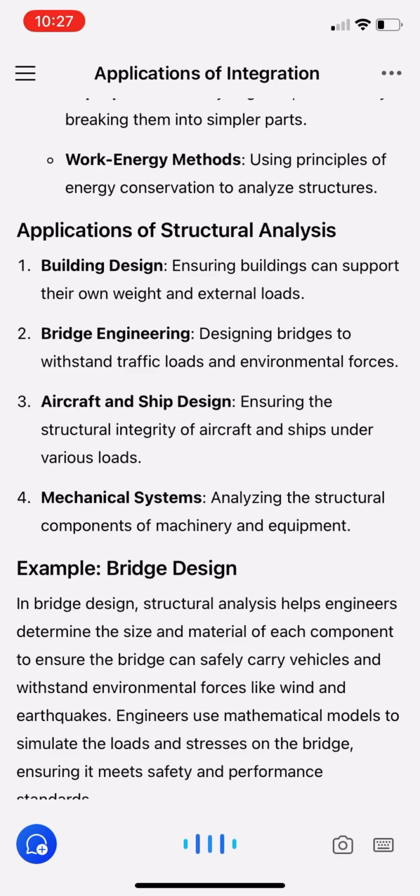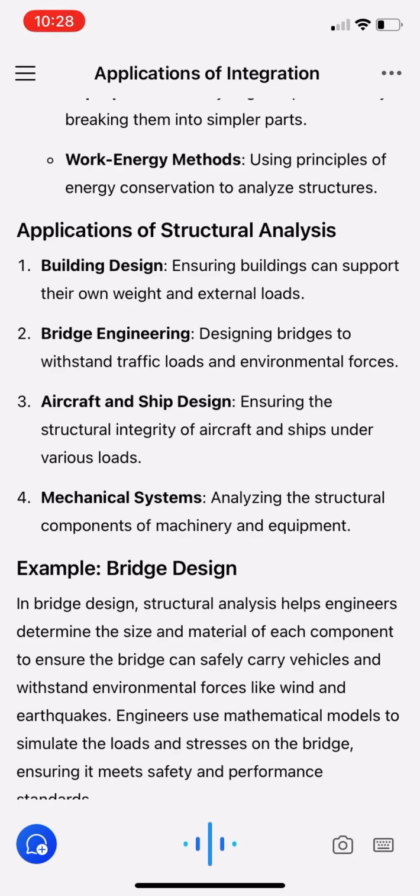Applications of structural analysis. Building design, ensuring buildings can support their own weight and external loads. Bridge engineering, designing bridges to withstand traffic loads and environmental forces. Aircraft and ship design, ensuring the structural integrity of aircraft and ships under various loads. Mechanical systems, analyzing the structural components of machinery and equipment.